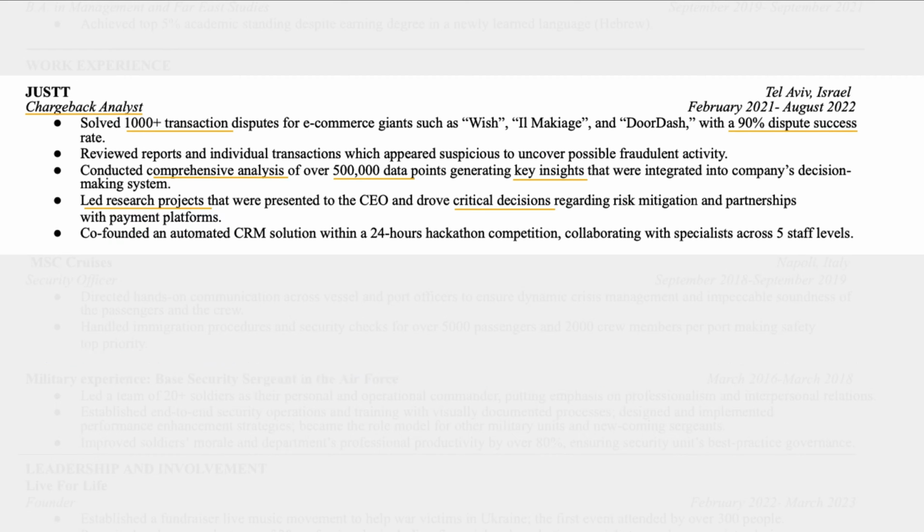Final bullet point of this entry says: co-founded automated CRM solution, collaborating 5 staff levels. Again, there's no clear result or benchmark here. Was this CRM solution implemented, or did it stay on the drawing board or in the competition?